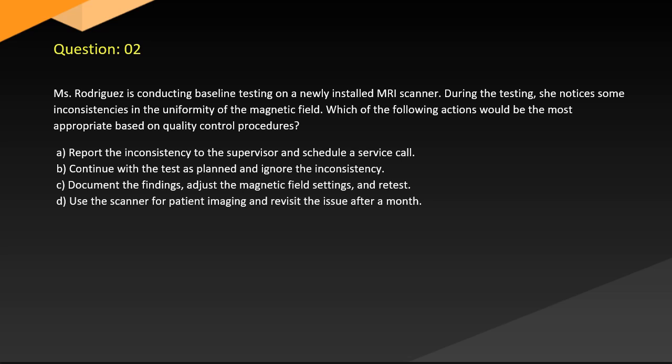A. Report the inconsistency to the supervisor and schedule a service call. B. Continue with the test as planned and ignore the inconsistency. C. Document the findings, adjust the magnetic field settings and retest. D. Use the scanner for patient imaging and revisit the issue after a month.